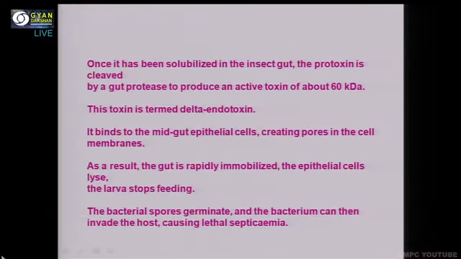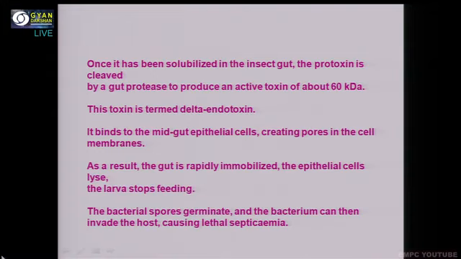So what happens after it is solubilized in the insect gut? It is cleaved. So there is a proteolytic activity, and then only the active toxin, which is about 60 kilodalton and which we call the delta endotoxin, is released. And then it will bind to the midgut epithelial cells. It will bind to certain receptors present in the intestinal epithelial cells, like the cadherin receptor, the alkaline phosphatase receptor, the aminopeptidase N receptors, and then only will it actually exert its action.